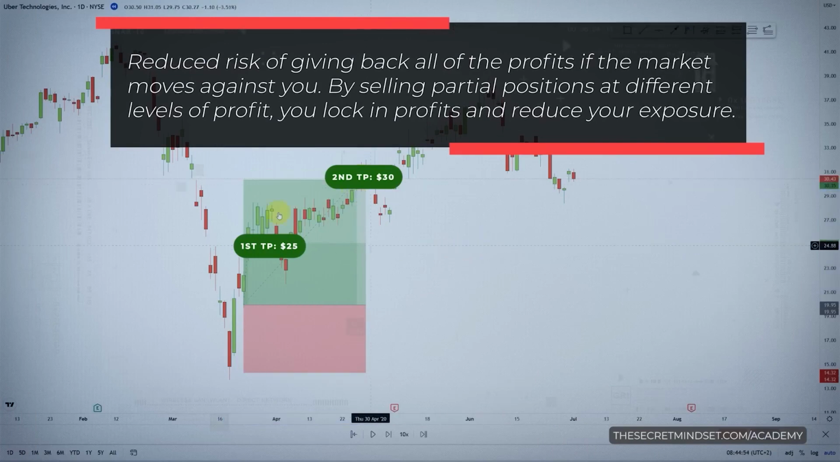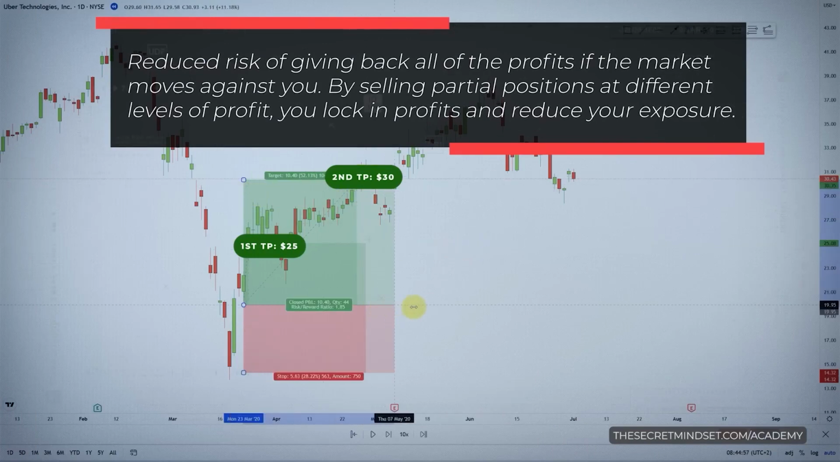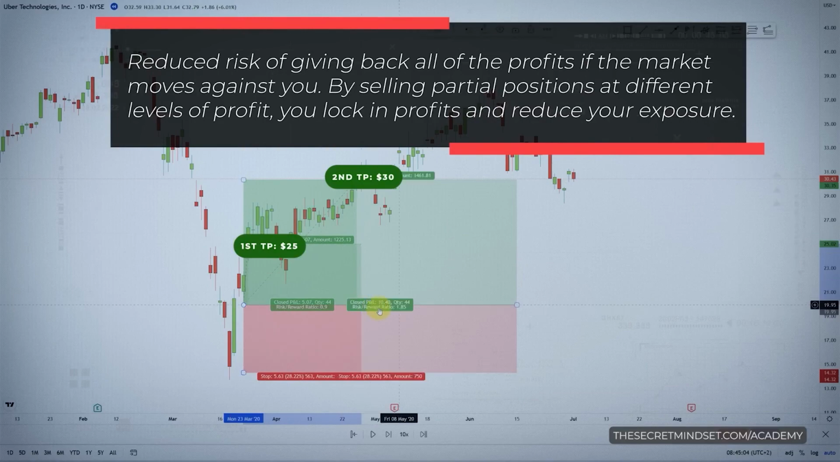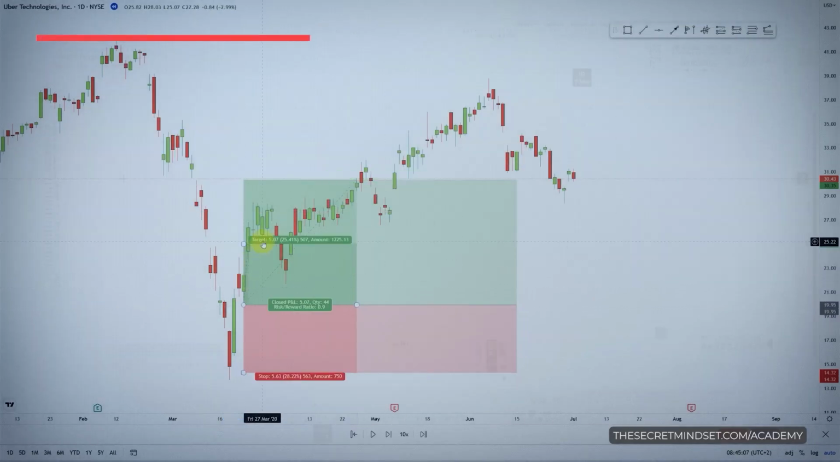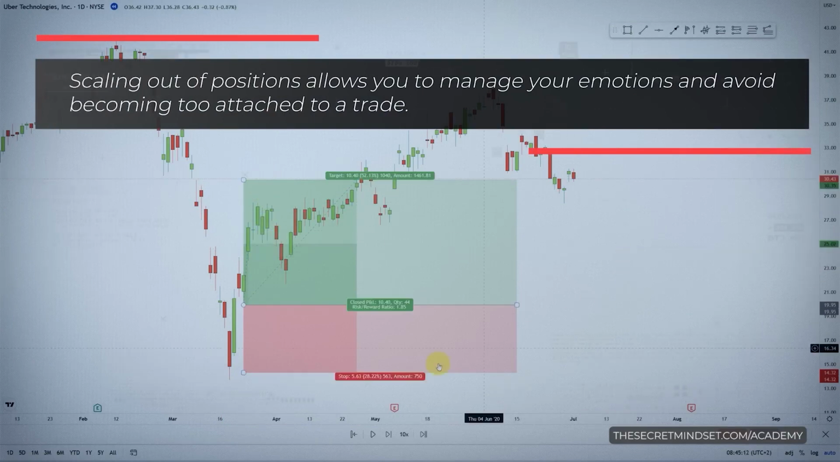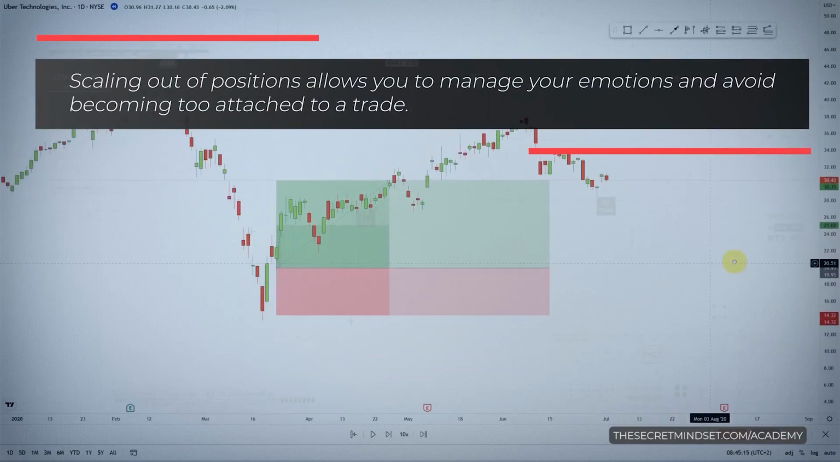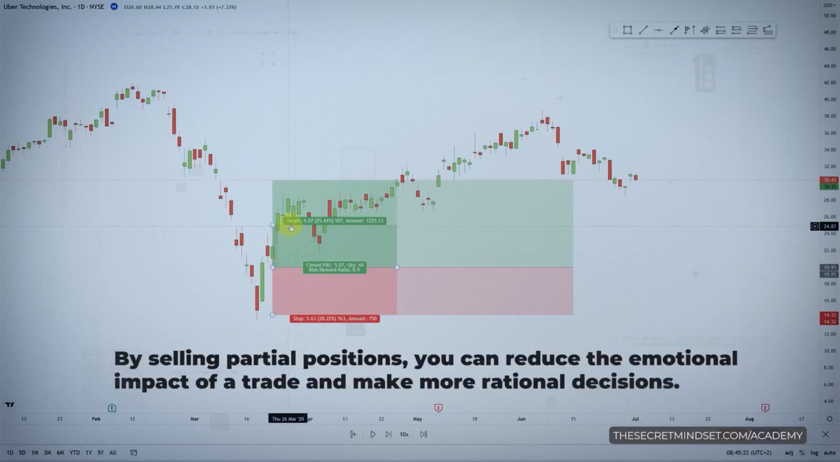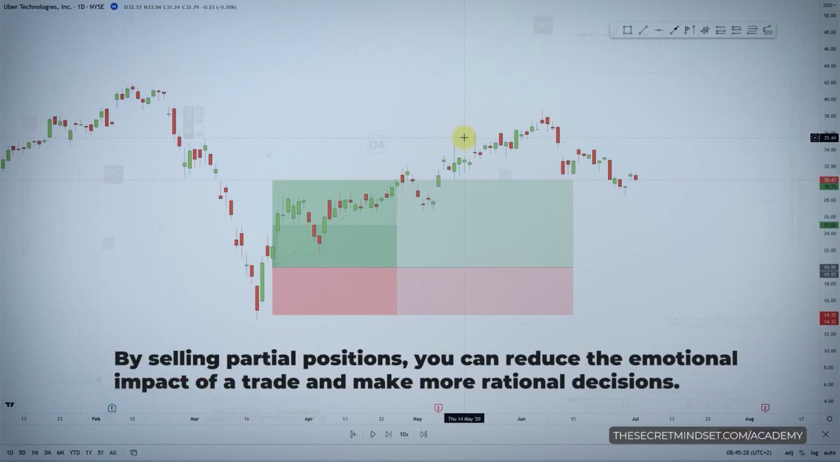First, it reduces the risk of giving back all of the profits if the market suddenly moves against you. By selling partial profits at different levels of profit, you will reduce your exposure to the market. Second, scaling out of positions allows you to manage your emotions and avoid becoming too attached to a trade. Holding on to a position for too long can create anxiety and fear, especially if the market moves against you when you've already been in profit. By selling partial positions, you can reduce the emotional impact of a trade and make more rational decisions.